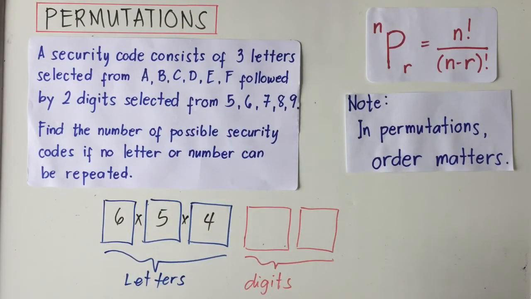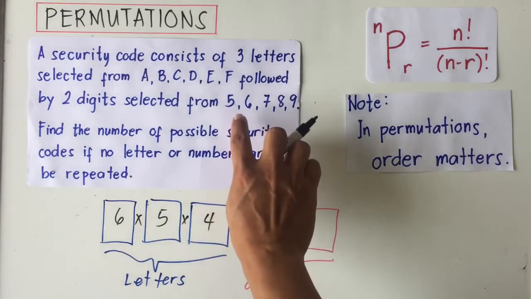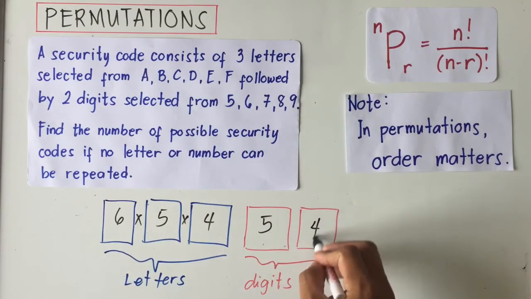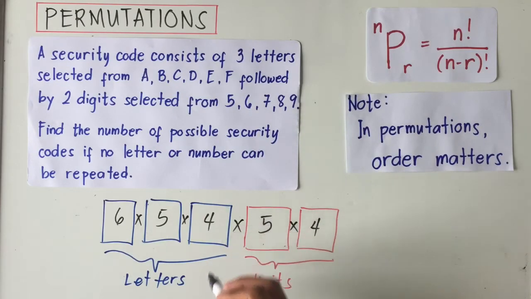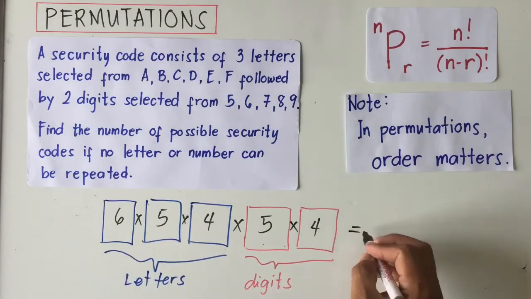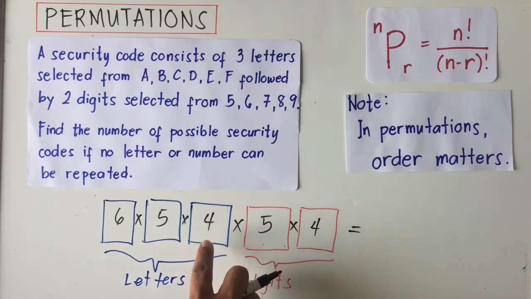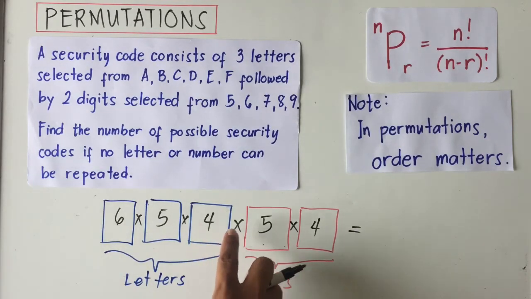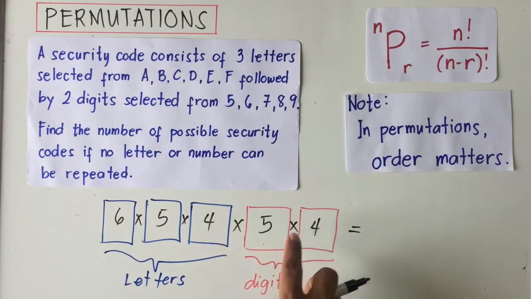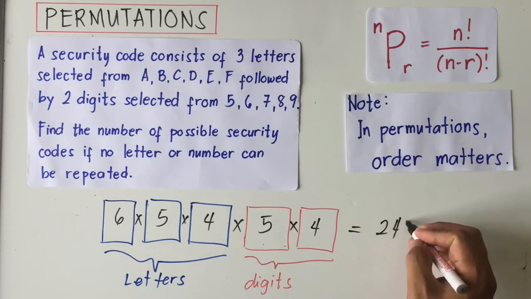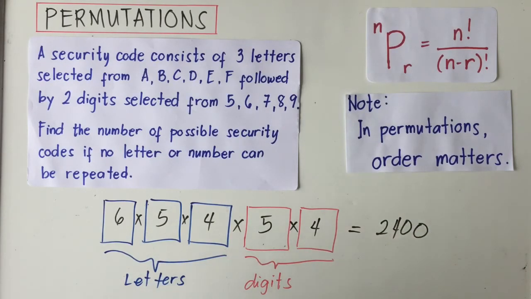How many digit choices do I have? I have 1, 2, 3, 4, 5. So I'll put in 5 and 4. Basically, you will multiply everything. You will get 6 times 5 is 30, times 4 is 120. 120 times 5 is 600, times 4 is 2,400. So the answer is still 2,400.